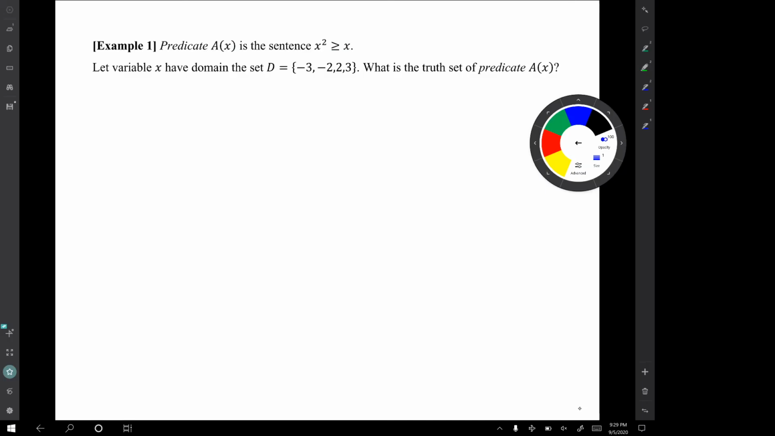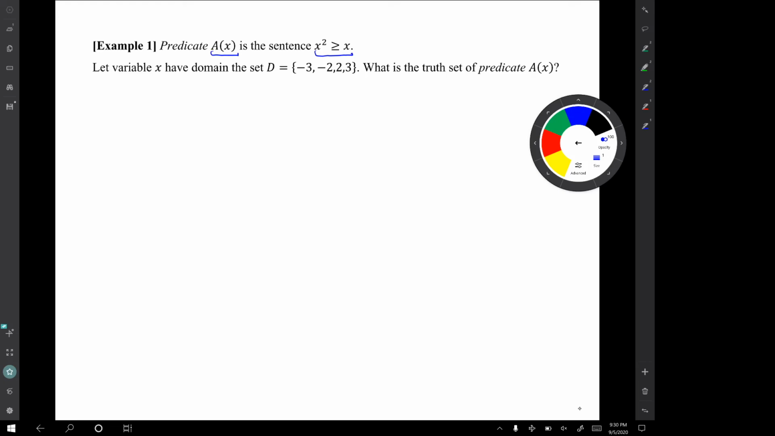In our first example, we're going to study this predicate, A of x. It's this sentence: x squared is greater than or equal to x. Is that true or false? Well, we don't know because we haven't chosen a value for x. We haven't even chosen a domain for x. So in this example, we're going to study this predicate with a variety of domains, and we're going to see what the truth set is for different domains.